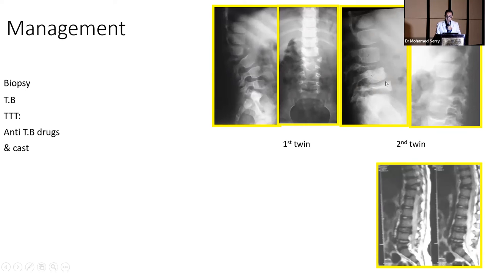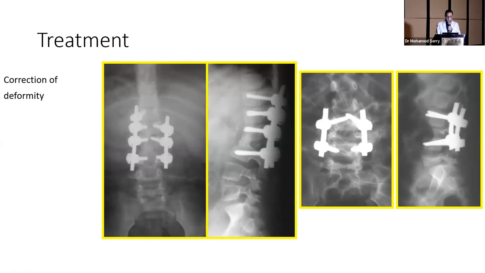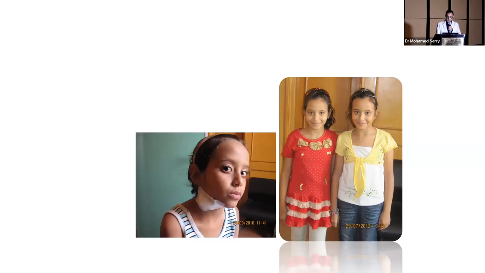And this L5 shows good remodeling of the body. We treated by correcting the deformity in the first and second twin. The first was treated by anterior reconstruction with correction, this is follow-up after about 5 years. The second twin had only excision of the posterior elements with posterior compression. After about 5 to 6 years, one of them developed upper deep cervical lymphadenopathy. We took a biopsy, it was negative for TB.